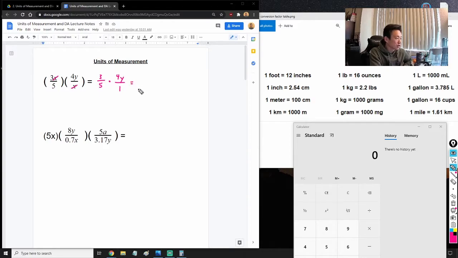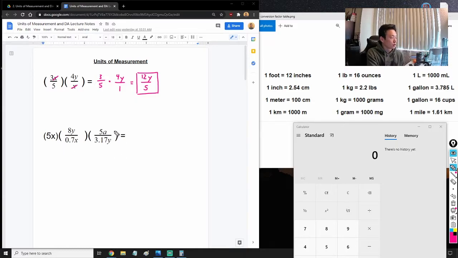And so solving this becomes very easy. All we need to do is multiply the top. So 3 times 4y, 3 times 4 is 12, and we keep the y. And then on the bottom, we do 5 times 1, which is 5. And so this is going to be our answer, 12y over 5. Okay, this is the simplest that we can get it.